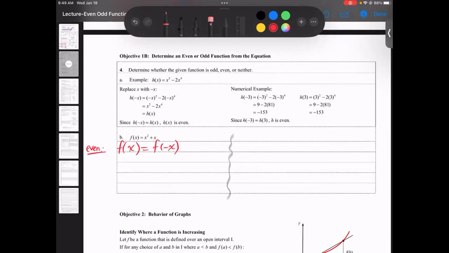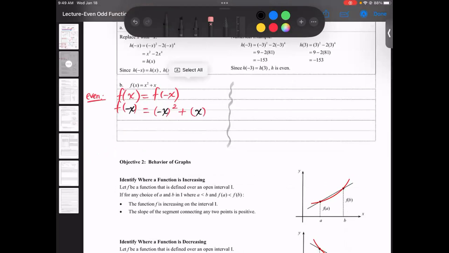I know f of x is x squared plus x, right? Let's take a look at f of negative x. So f of negative x, and you replace x with negative x. So I see something squared plus something, and that something will be negative x instead of x. What's negative x in parentheses squared? Very good, positive x squared. I forgot the negative there. Minus x.